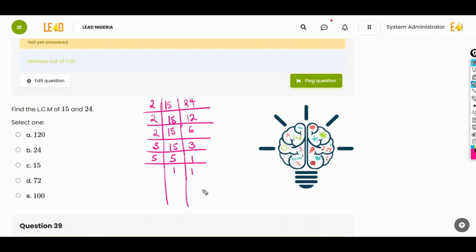All right, so the LCM is 2 times 2 times 2 times 3 times 5. This is 8 times 3 times 5. 24 times 5, which should be 120. So 120 is the LCM of 15 and 24.